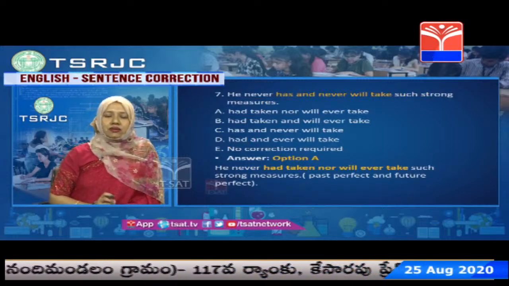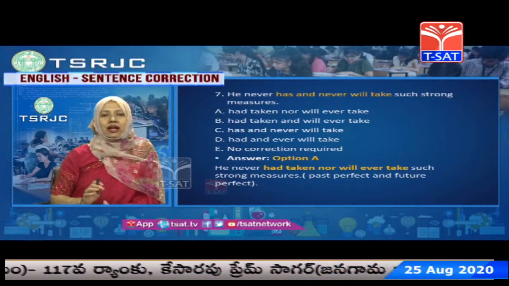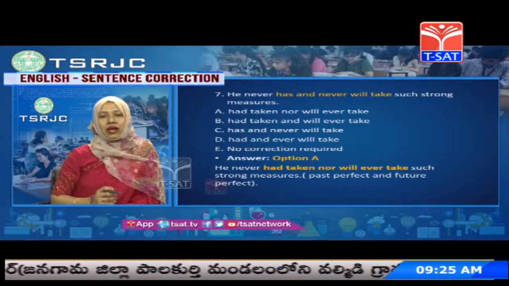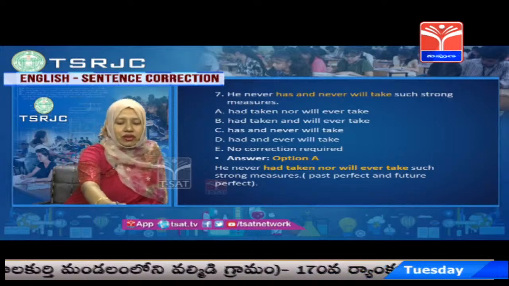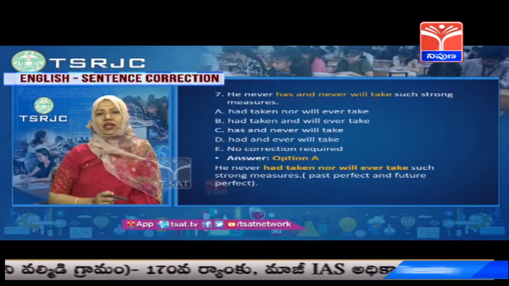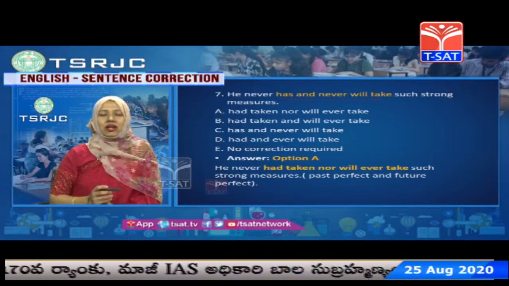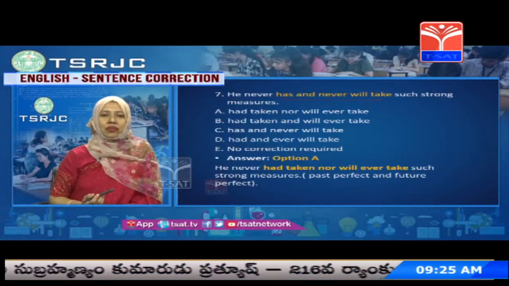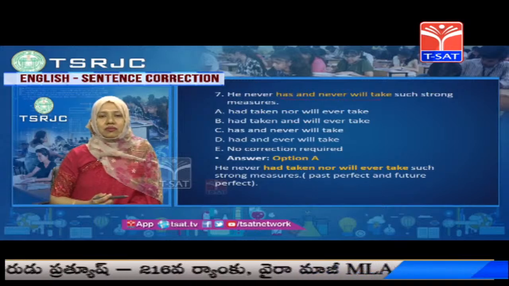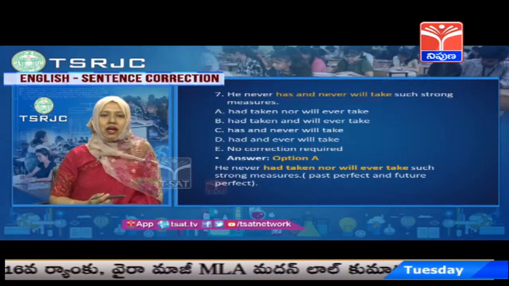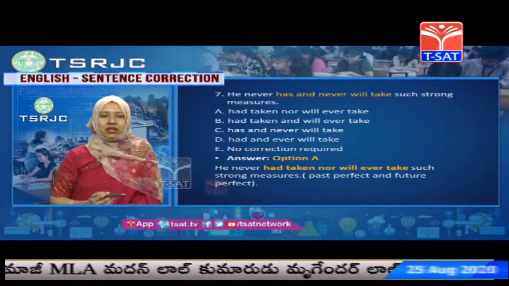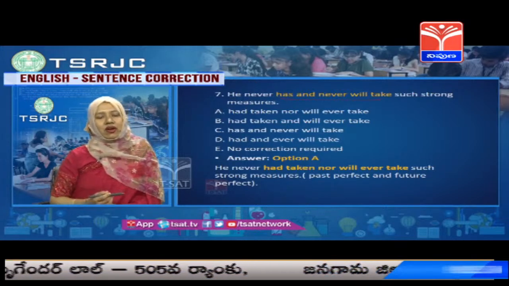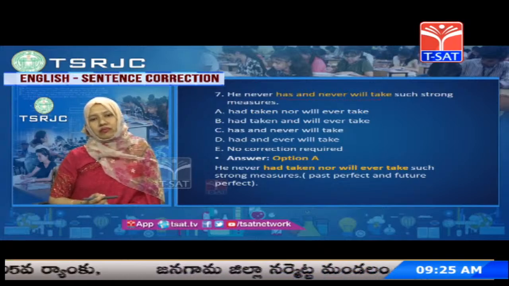Let's move to the next. He never has and never will take such wrong measures. Now again there is a mistake in the highlighted words, has and never will take. Now let us look at what the mistake is here. First let us read the options: had taken, nor will ever take; had taken and will ever take; has and never will take; had and ever will take. Option E, no correction required.